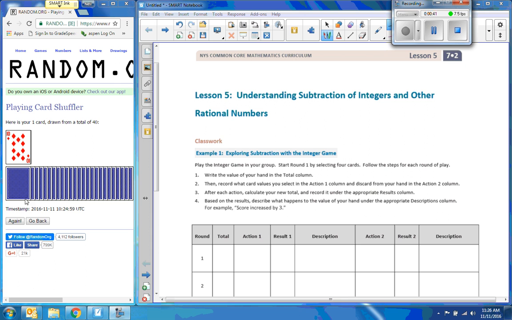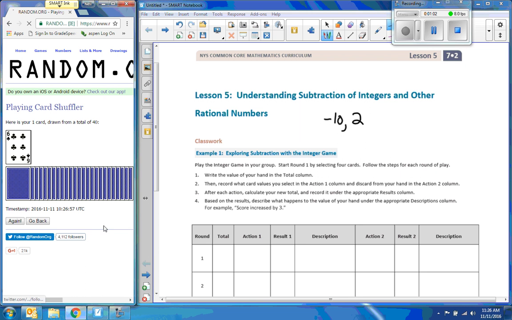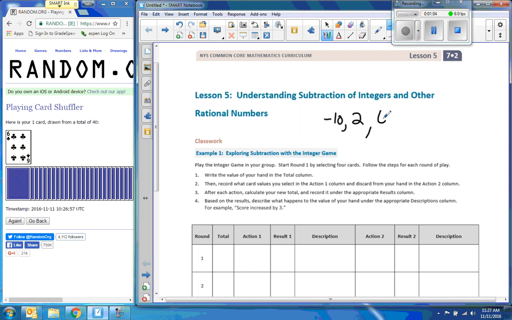So I have a random generator over here, and I'm going to use that to explain what you are to do with your deck of cards. The first card that I drew was a negative 10. Diamonds are red, negative 10. Then I'm going to draw again. This time I got a 2 and it's black, so it's a positive 2. Then I draw again, and it's a positive 6 because it's black. And again, I draw a 9, and that one's a diamond, that means negative. The reds are negative.